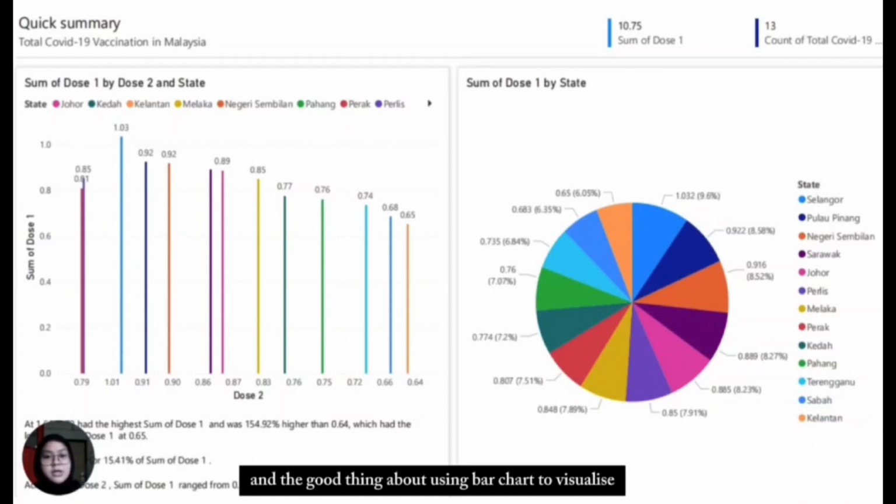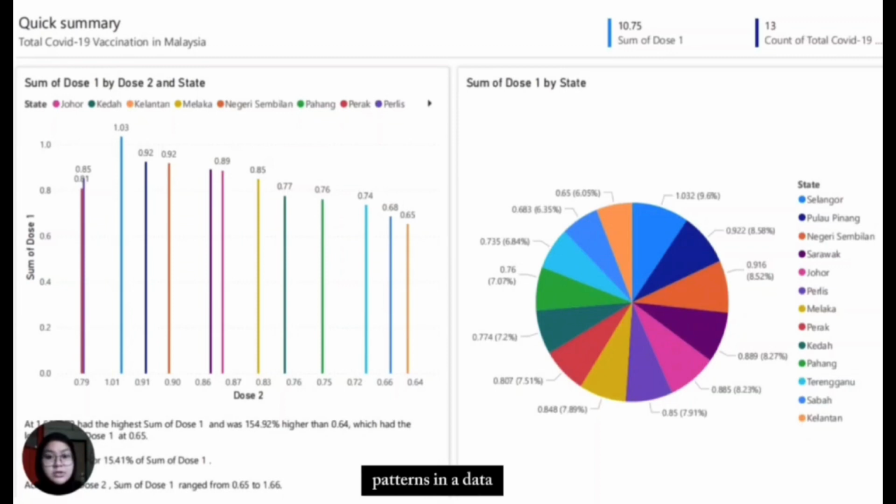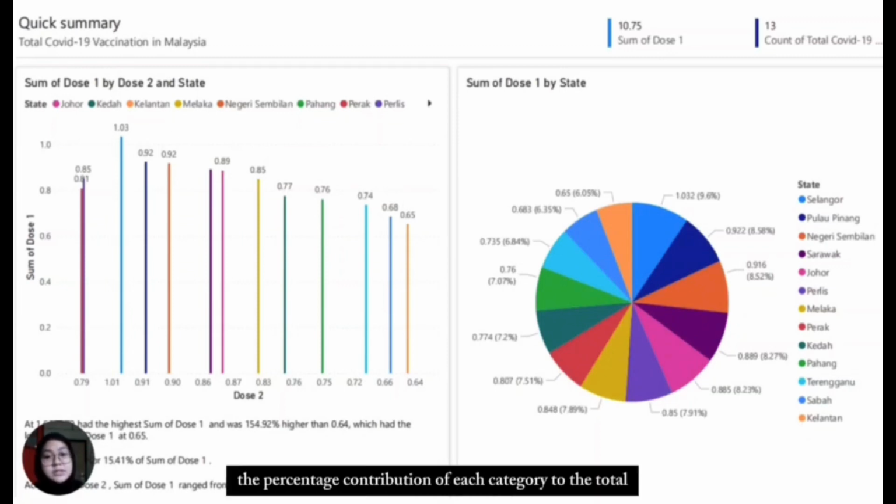The good thing about using a bar chart to visualize our data is that we can easily compare values across different categories, and it also helps in identifying trends and patterns in the data. While the pie chart clearly displays the percentage contribution of each category to the total.